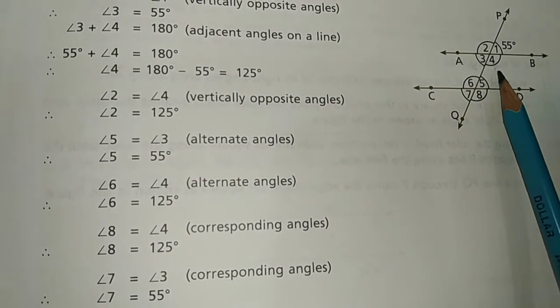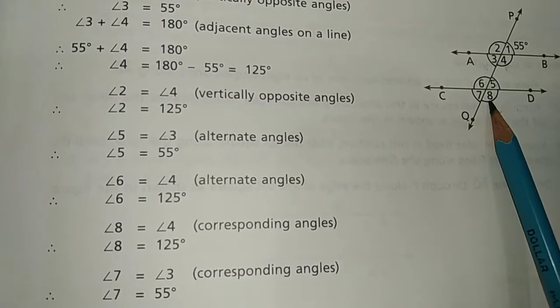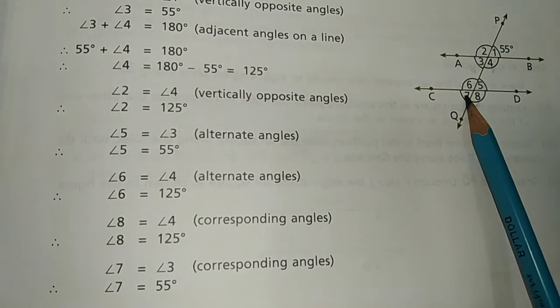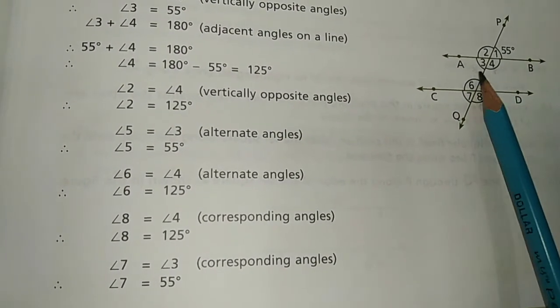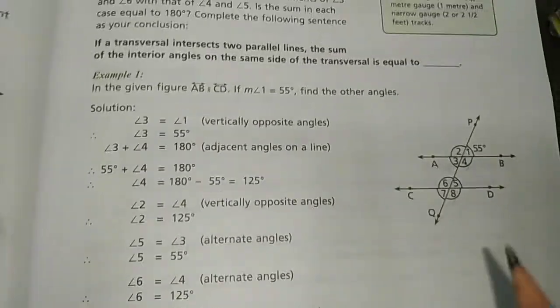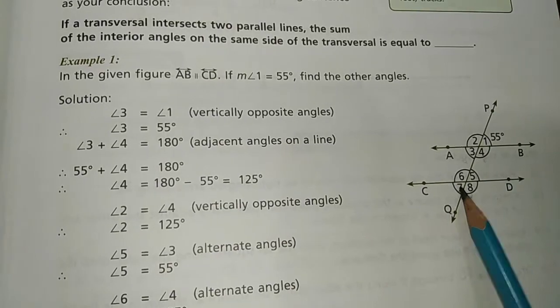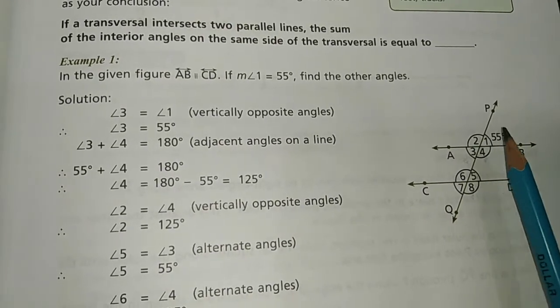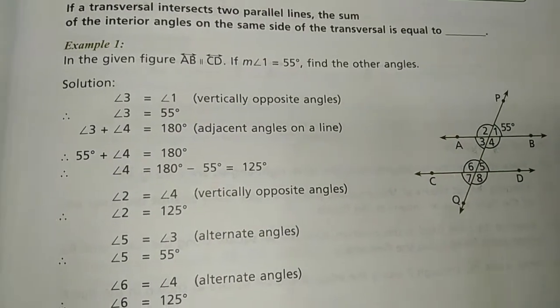And angle 8 and angle 4 are corresponding angles. So angle 8 is also equal to 125. Angle 7 and angle 3 are corresponding angles. So angle 7 is equal to angle 3, that is 55. So if a transversal cuts two parallel lines, there are 8 angles, and if one angle is given, we have to find the other remaining angles.